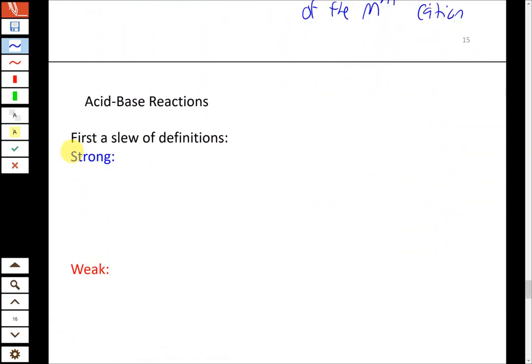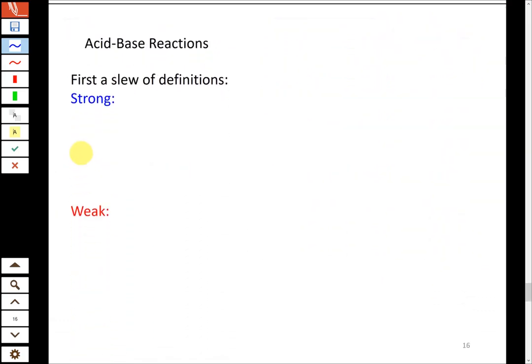Then when we talk about acids and bases, it's helpful to think about the difference between a strong acid and a weak acid and a strong base and a weak base, which we've already talked about a little bit earlier, but we're going to see it in more detail now. So a strong acid is an acid or a base that dissociates completely into ions.